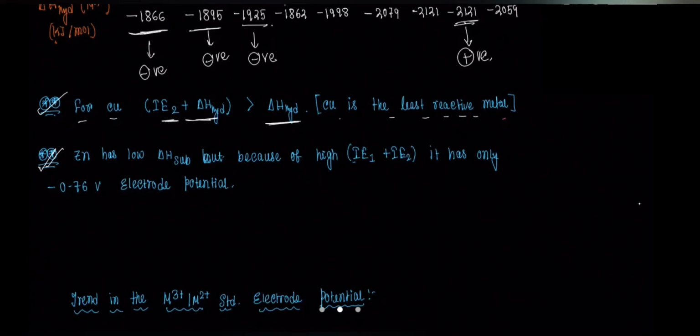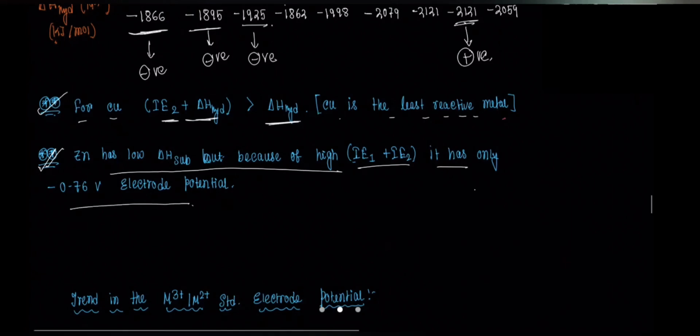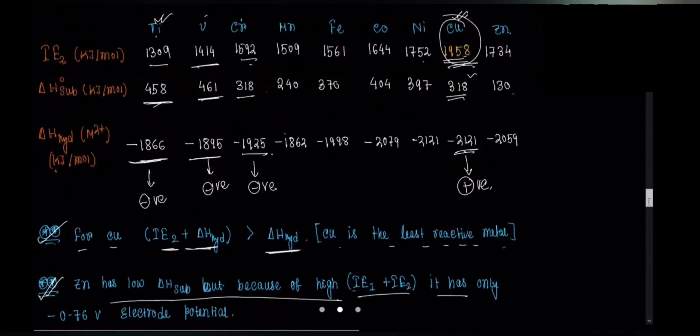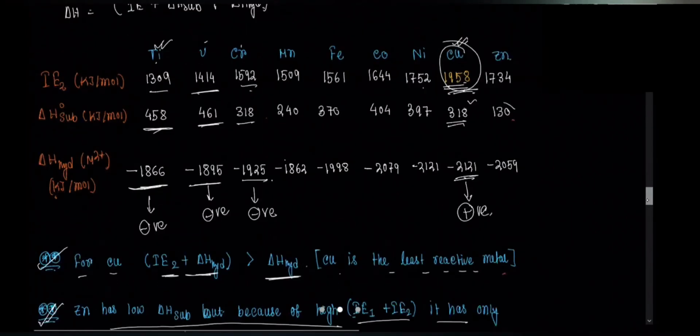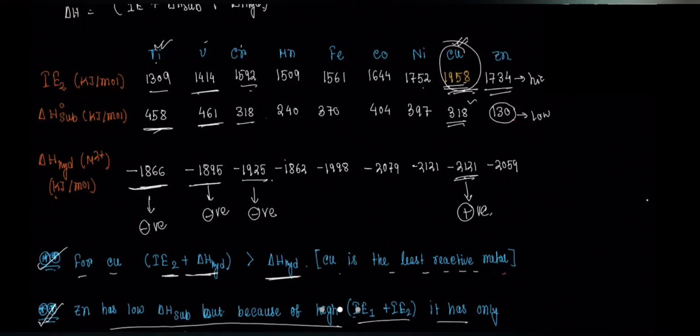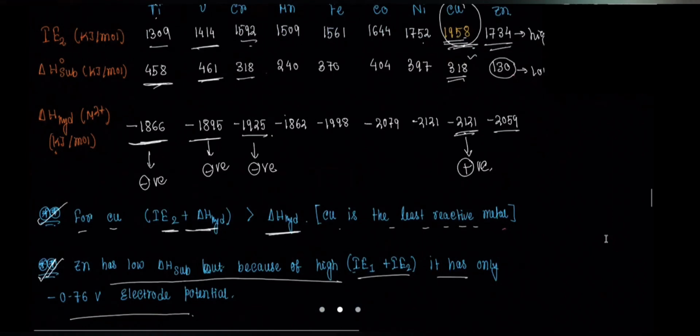Zn has low delta H sublimation, but because of high IE1 plus IE2, it has the negative 0.76 value over here. So for zinc, if you see the ionization energy, the delta H sublimation is low. But because of the other factor, this is high. That's why we are getting a very low value. And after subtracting with hydration, we are getting a low value, which is just minus 0.7. So this is what we have.